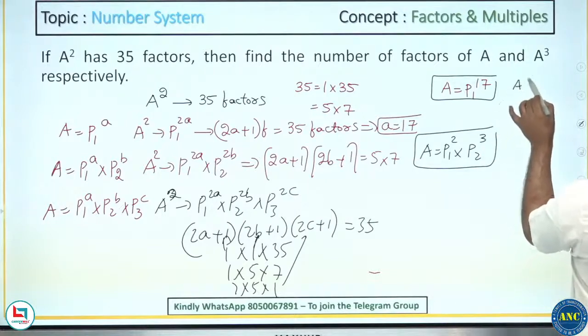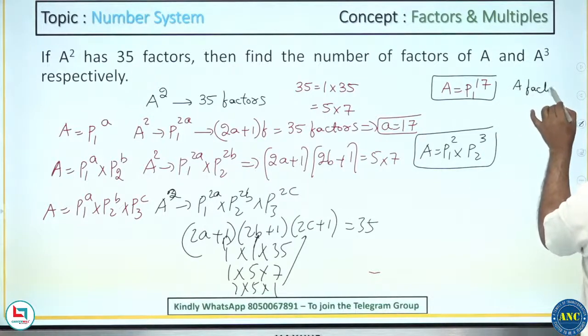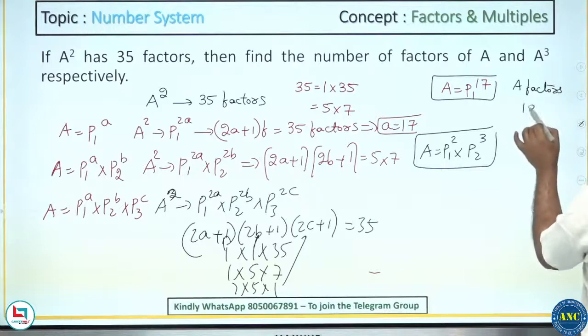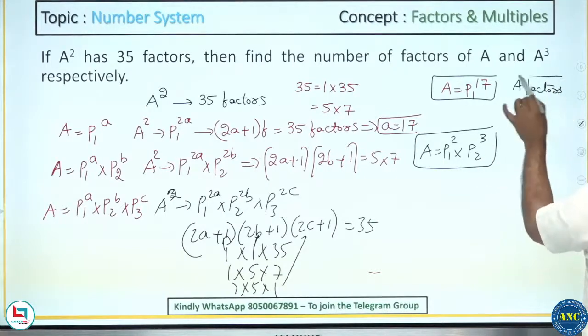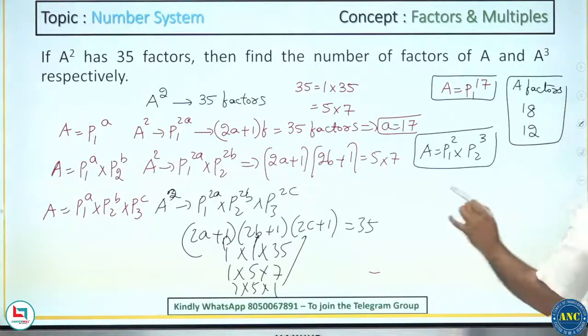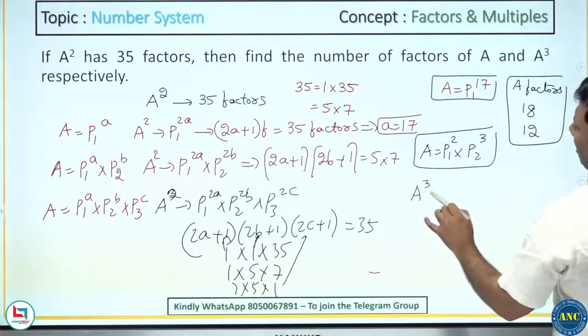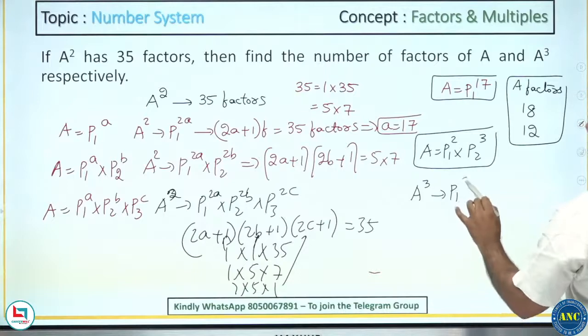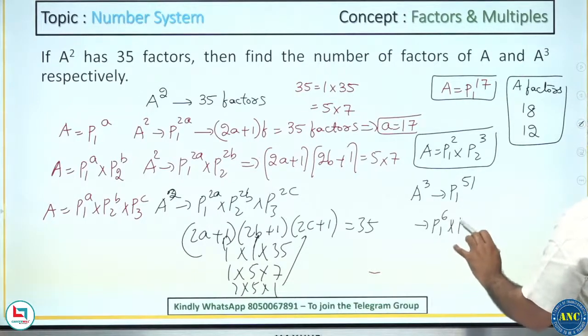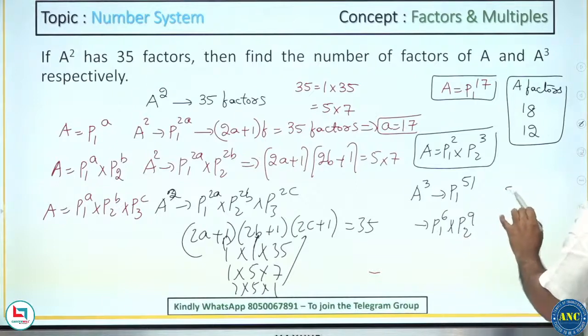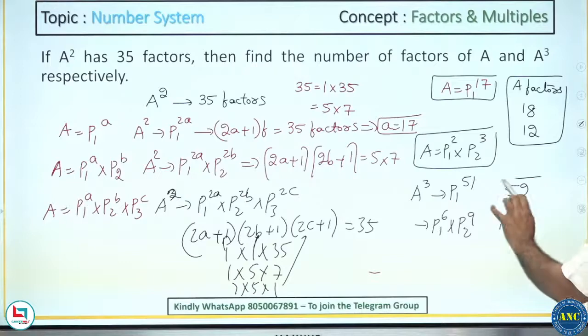So the number of factors for A: P1 power 17 will result in 18 factors, and P1 square into P2 cube, 3 into 4, will result in 12 factors. These are for A. Easy question if you understand. A cube will be P1 power 51 or P1 power 6 into P2 power 9. This will be 52 factors, and this will be 7 into 10, 70.